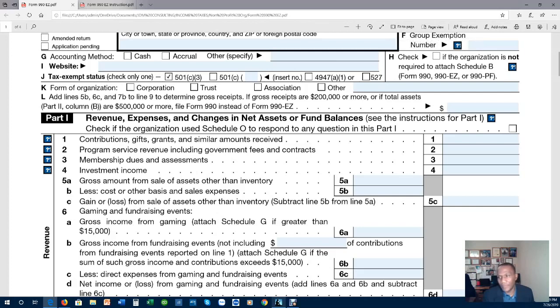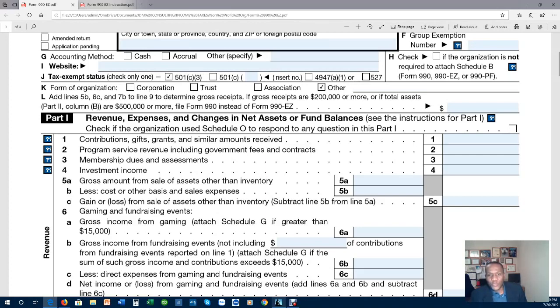Okay, so easy form. Section K, form of organization. What type of organization? Are you a corporation, if you are incorporated, a trust, or an association? Any other type of organization apart from a corporation, trust, or association will be entered here, and then you will indicate the type of organization.